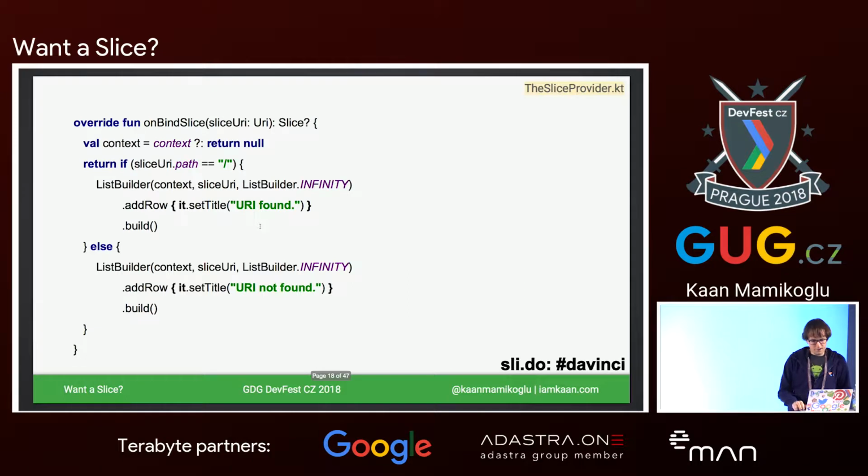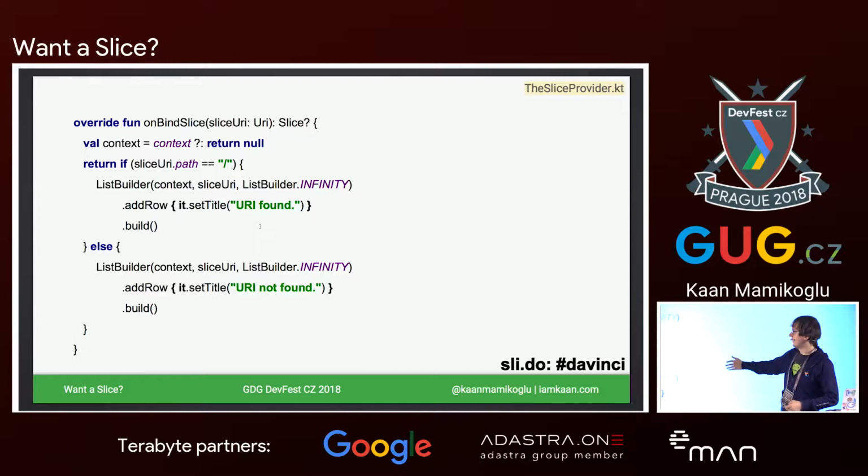OK, so let's start. In general, the slice provider class has context by default. So if the slice is created successfully, then you get the context, so you can use it anywhere in the slice provider.